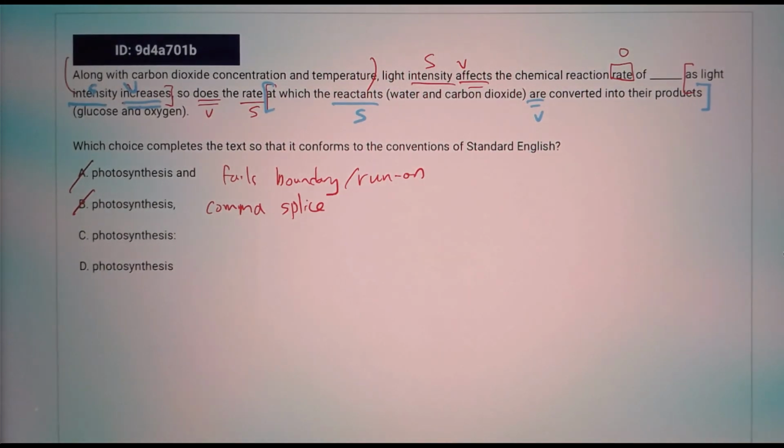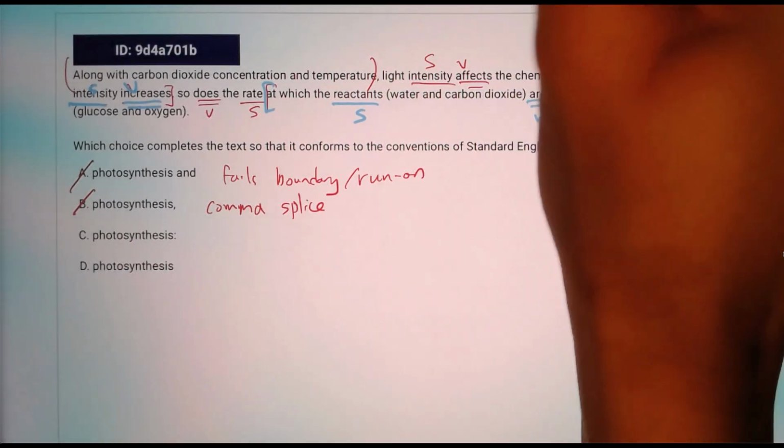Choice C, photosynthesis and colon, that's fine because we have a complete independent clause before the colon, and also we make a further explanation that the light intensity affects the rate. And after that colon, the intensity increases. We talk more about intensity, increase, so does the rate at which the reactants are converted into their products. Because these two are tied as a further explanation, the colon is a correct way to choose this.